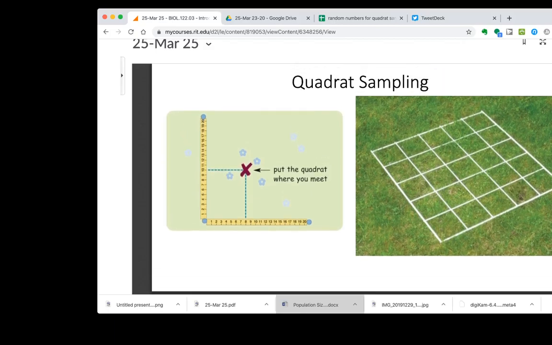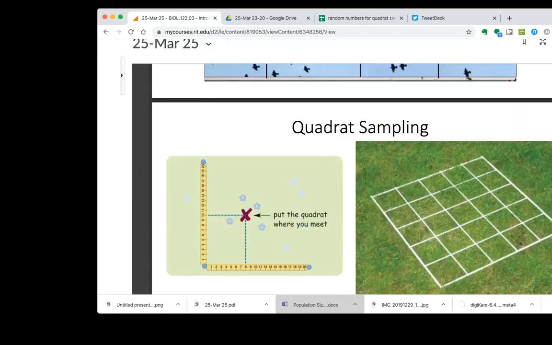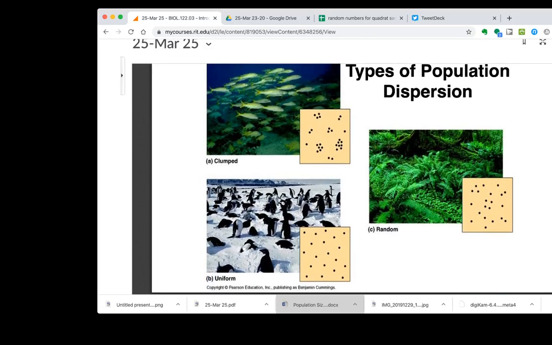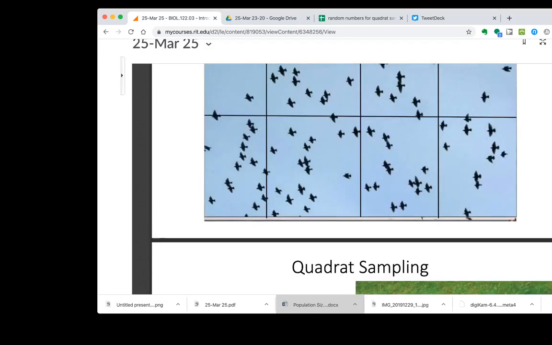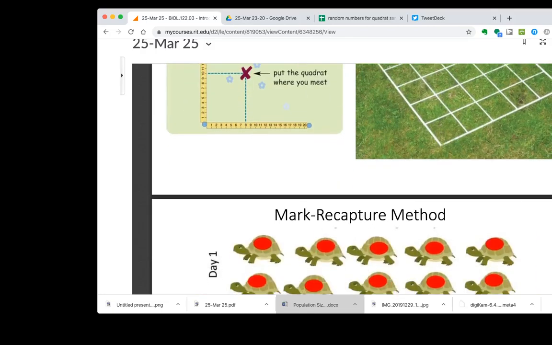but the gist of it is you just put a square down and you count how many are in that square, and you make sure that you take a random sample of an area so that you get an accurate account of where the individuals are, especially if the individuals are clumped or randomly dispersed. You need to make sure that you sample the right area in the right way.